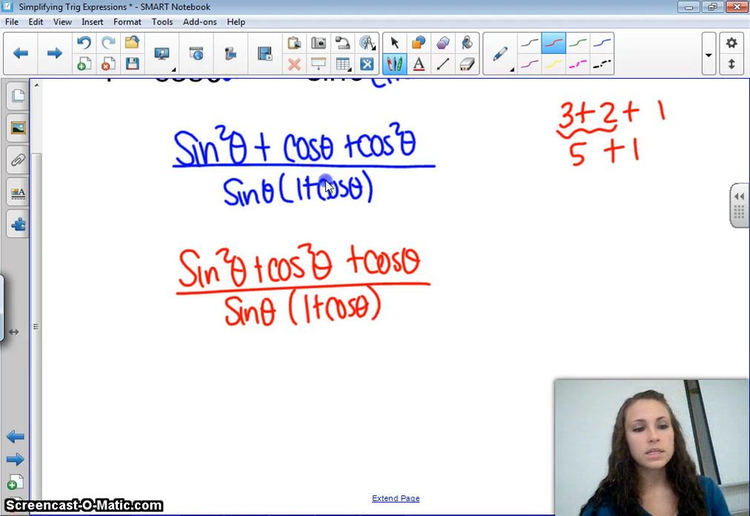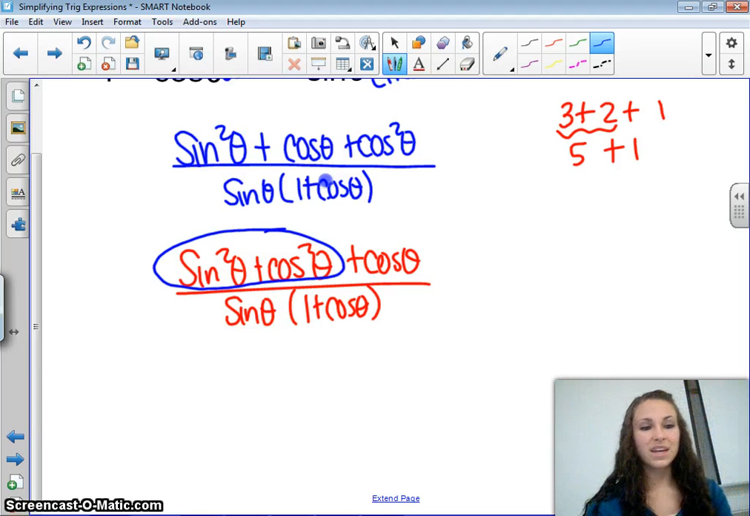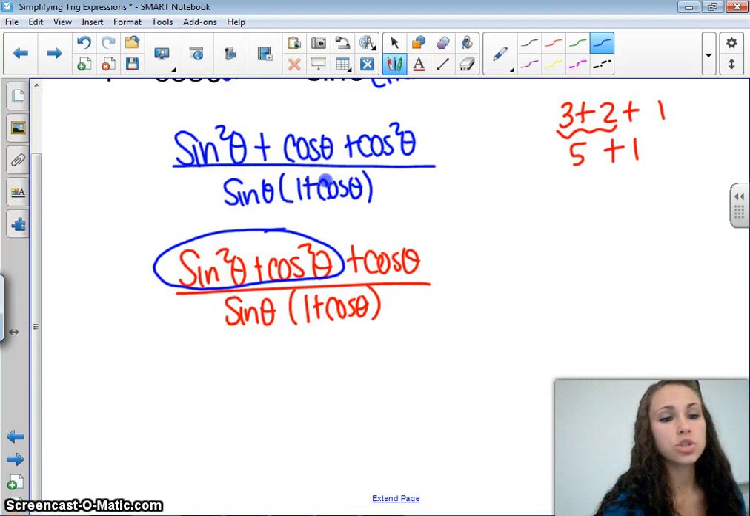Now, the reason that I did that is because these two things, when I add sine squared plus cosine squared, since we've been using that one a lot, you should realize or notice that this is just going to be 1.